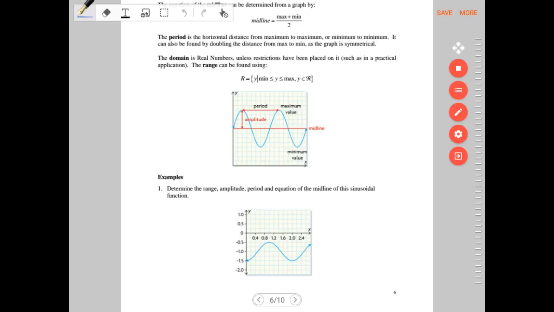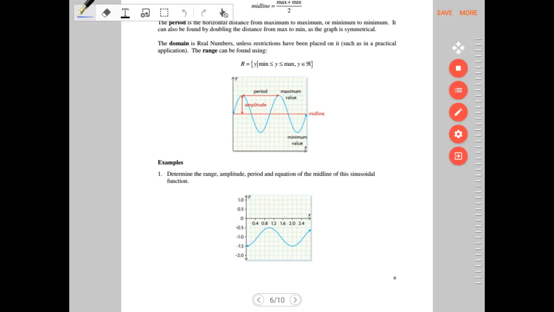Here's a little graphic to help you see where all these things are. Again, the period is from max to max. It could also be from min to min. But remember, not from x-intercept to x-intercept. It's from an x-intercept to the next x-intercept, assuming, not necessarily x-intercept, but where the graph crosses the midline. So that can also be the period. Amplitude is from the midline to max or from the midline to min. That distance should be the same.